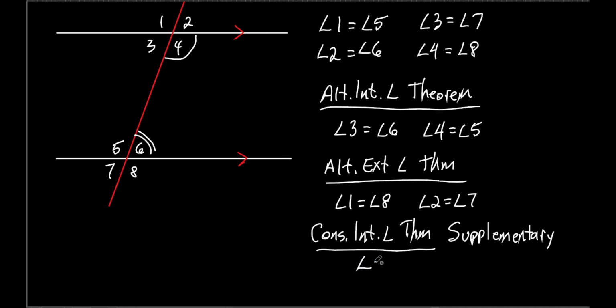Is that they add up to 180. So angle 4 plus what? Angle 6. They're not equal to each other, but they do what? They add up to 180 degrees. Give me the other consecutive interior angles. Yeah, angle 3 plus angle 5. What do they do? They also add up to 180 degrees.